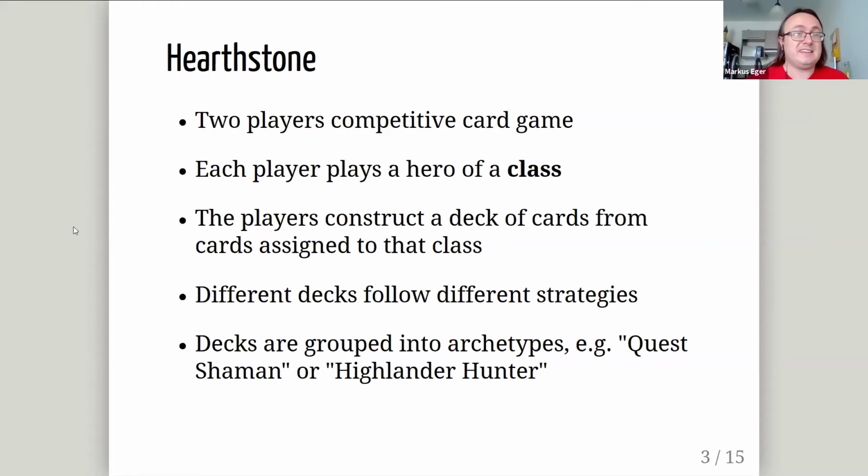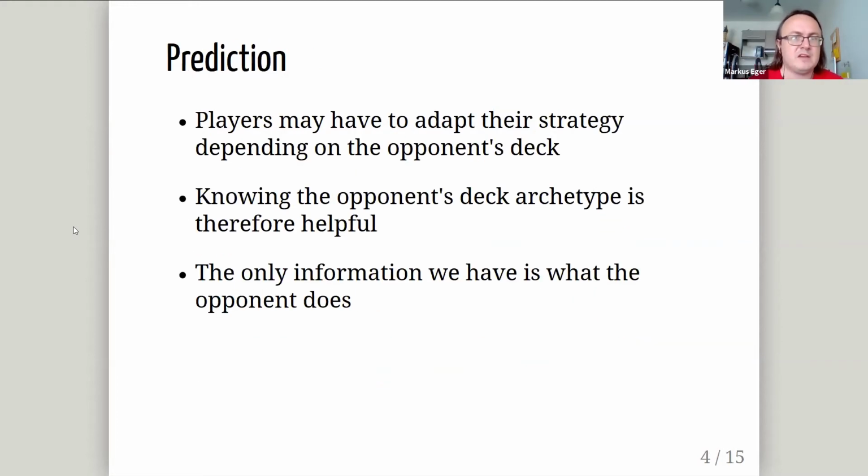So what we did in this work is basically, we looked at how can you figure out what the opponent is playing. Why would you want to do that? Because you want to adapt your strategy to what they are doing. So it is helpful. But the problem is you don't actually know which cards the opponent has in their deck. You only know which cards they are playing. So you can only observe the actions the opponent is performing in order to determine what strategy they might be pursuing.